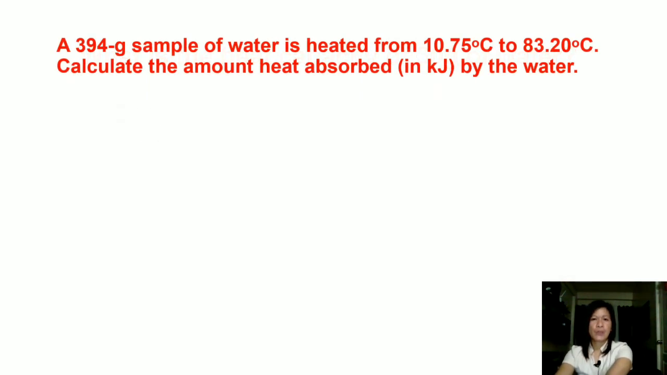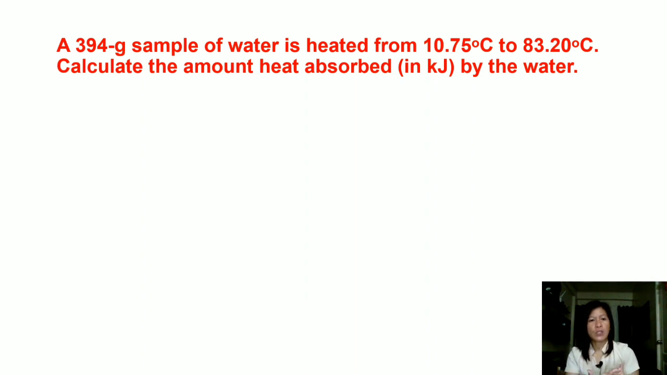Another problem. A 394 gram sample of water is heated to change temperature from 10.75 to 83.20 degrees Celsius. Calculate the amount of heat absorbed in kilojoule by the water. So, ang assumption natin ay nag-absorb siya ng heat kasi tumaas yung temperature niya. That's a common notion. Pag uminit yung isang bagay, ang assumption natin ay nag-absorb siya ng heat. When a warm object becomes cooler, lumamig, ang assumption naman natin ay nag-lose siya ng energy.